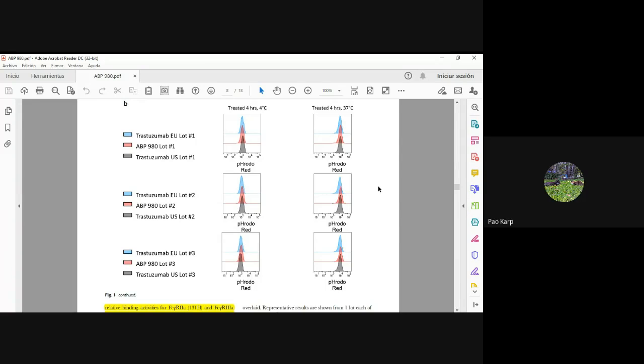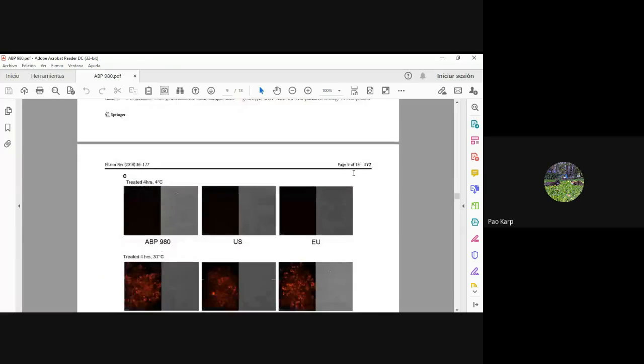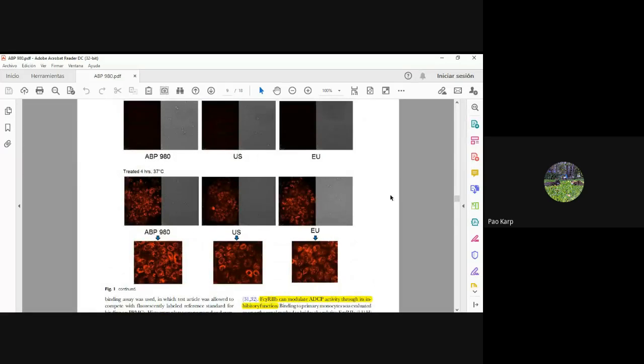The binding of trastuzumab or ABP 980 to HER2 can induce internalization of the receptor, removing it from the cell surface. HER2 expressing cells were treated with pHrodo red and analyzed with flow cytometry, allowing a population distribution analysis for red signal. These antibodies are internalized into cells, shown by an increase in the fluorescent intensity of the red signal in cells at 37 degrees. Immunofluorescence and confocal microscopy allow visualization of the receptor internalization as red patches in the cytoplasm of the cells. ABP 980 shows similar subcellular localization and signal intensity as compared with the trastuzumab lots.